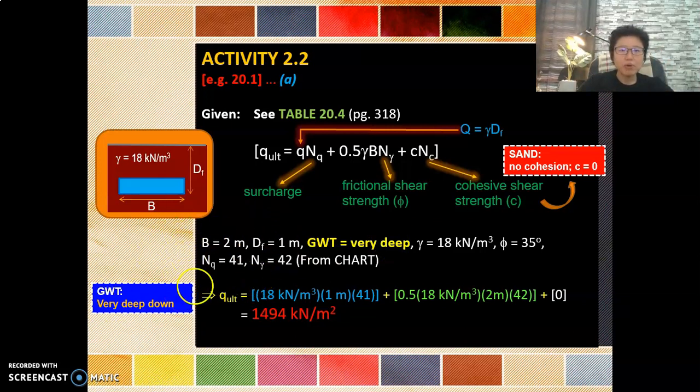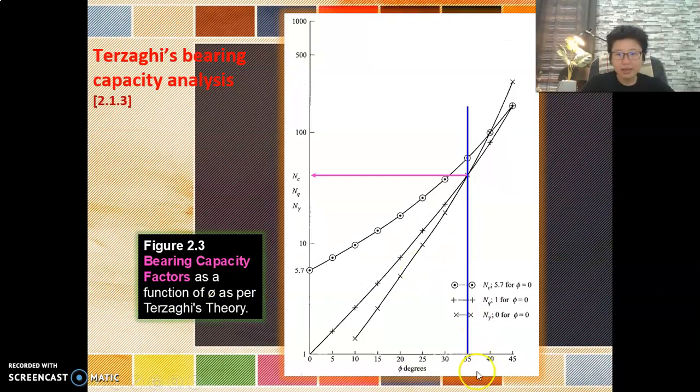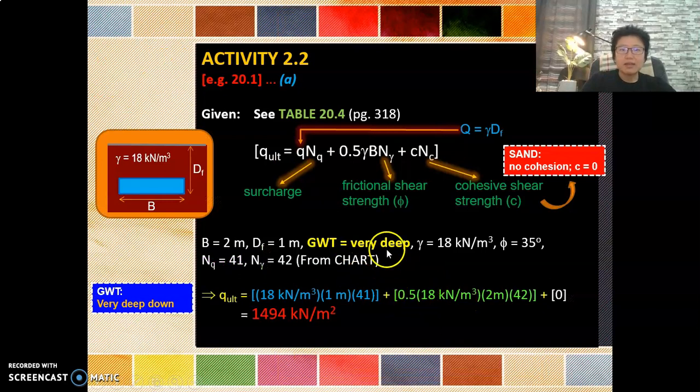So all I need to do now is to pop all these numbers into my equation. Not difficult, right? q, remember q, the surcharge, is gamma Df, and Nq and N gamma are taken off the chart. Remember, we talked about this early on. Phi is 35, bring it up. Just read it off. What is your Nc, Nq, N gamma that you want? As simple as that. Remember, this is on a log scale. Do not simply read. Between 10 to 100, there is a multiplication of 10, so this is not 15. This is something like 60, 70. So you just pop that in. Same thing here for your 0.5 gamma B N gamma, and you get 1494. Simple, right?